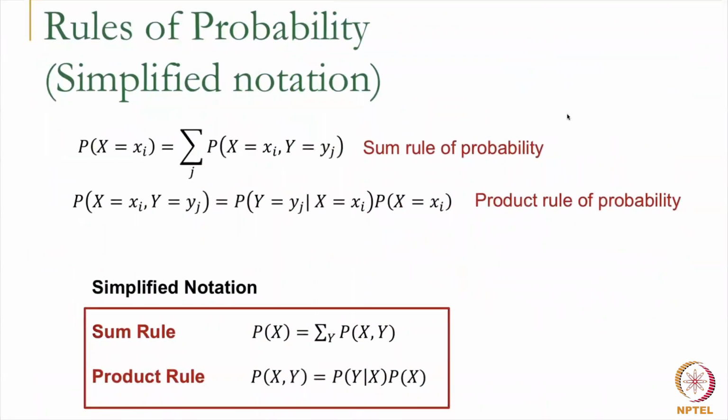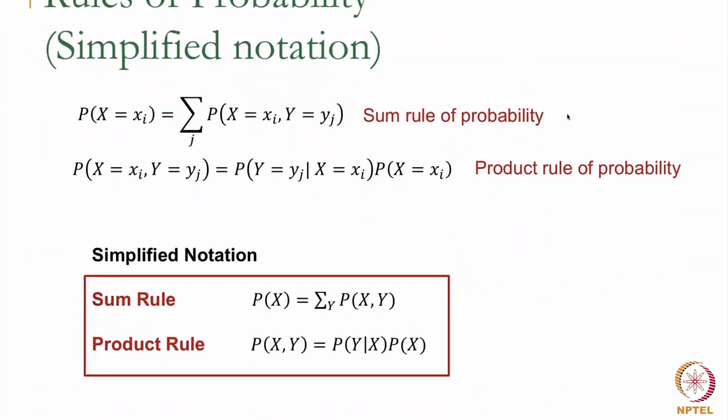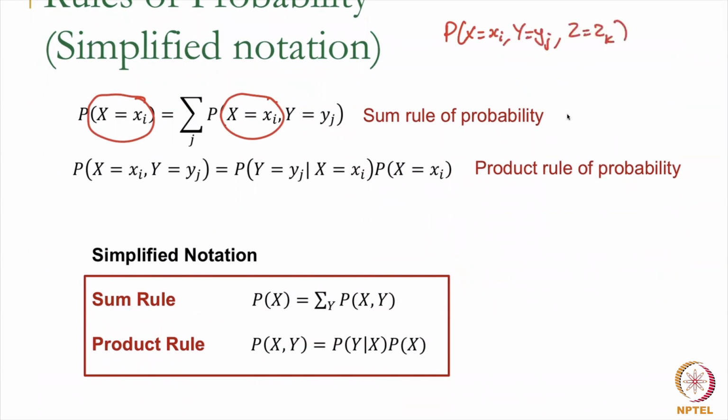So here are the rules of probability in a simplified notation. Remember, the original one simply says that if I want a single variable, I can sum over all the possibilities. If I have P of X equal to Xi, Y equal to Yj, Z equal to Zk, then I'll have to do a double sigma over all possible values of J and all possible values of K, and then I'll get the probability that X equal to Xi.